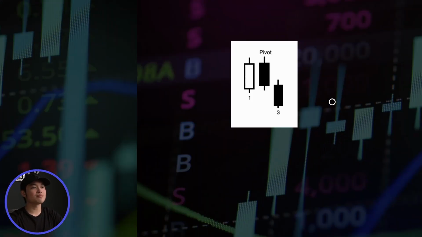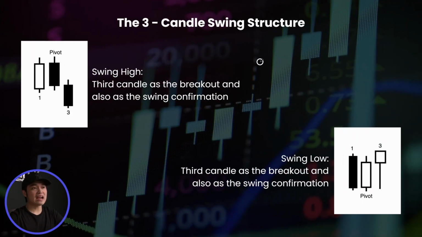The next point is the 3 candle swing structure. By the way, there are 2 types of candlestick swing structure. The first one is the 3 candlestick swing structure. This is the most basic one that many people use. And the second one is the 5 or 7 candle swing structure. It's a bigger structure or bigger valley. I'm going to talk about the valley in the next part.